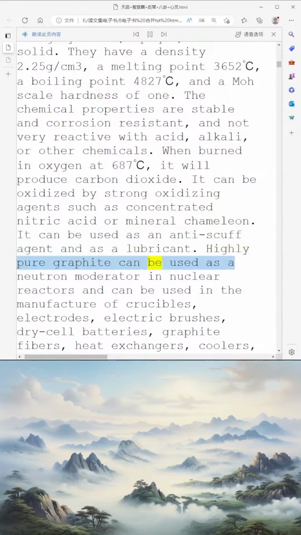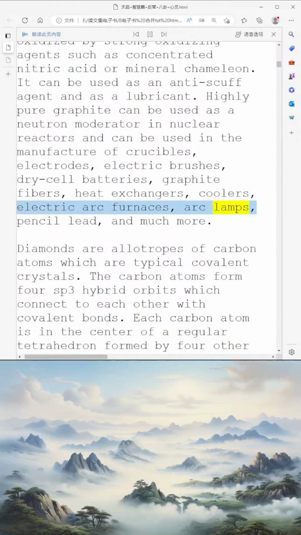Highly pure graphite can be used as a neutron moderator in nuclear reactors and can be used in the manufacture of crucibles, electrodes, electric brushes, dry cell batteries, graphite fibers, heat exchangers, coolers, electric arc furnaces, arc lamps, pencil lead, and much more. Diamonds are allotropes of carbon atoms which are typical covalent crystals.